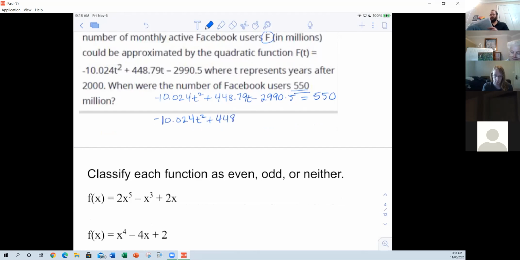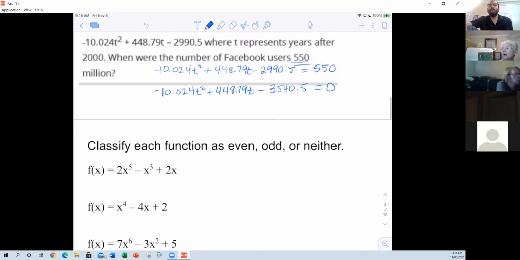What does that look like? So that's going to be minus what? 3,540.5. Is that right? Yep. And now what do we do? So now we get the A, B, and C anyway.